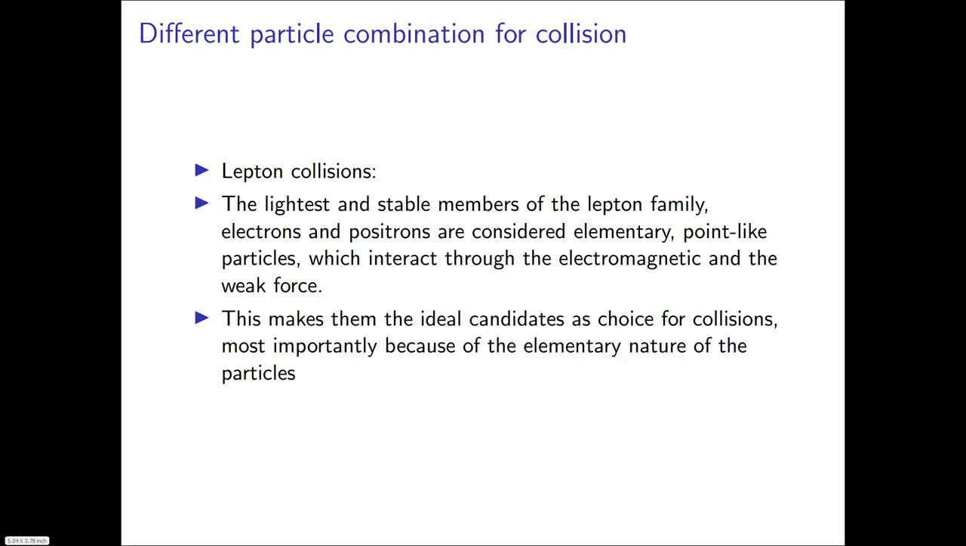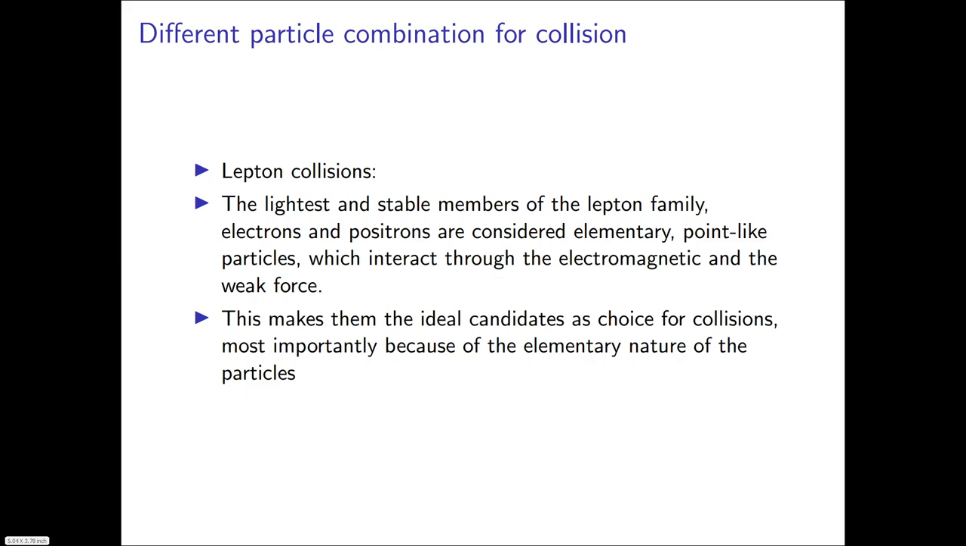different particle combinations for collision. There are different particle combinations, and I will talk about most of them here. First, I will be talking about lepton collision. We know electrons and positrons are the lightest, stable members of the lepton family. They are considered elementary, because if we take a proton, we have an up quark and down quarks inside it. But when we take electrons, there's nothing inside. It is the most fundamental particle we can get hold of.